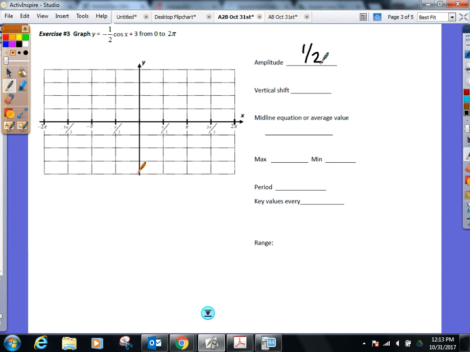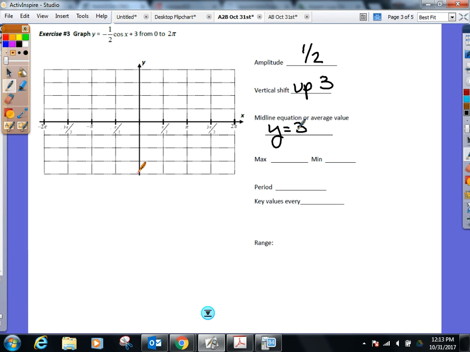Next up, who's up? Shift up 3. So if I shift up 3, Brianne needs somebody else. What's my midline equation? There you go. Here's the big part of it. Hannah needs somebody here.